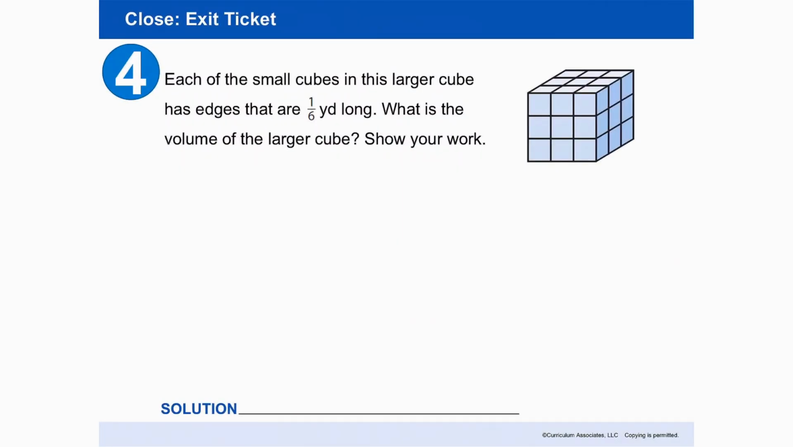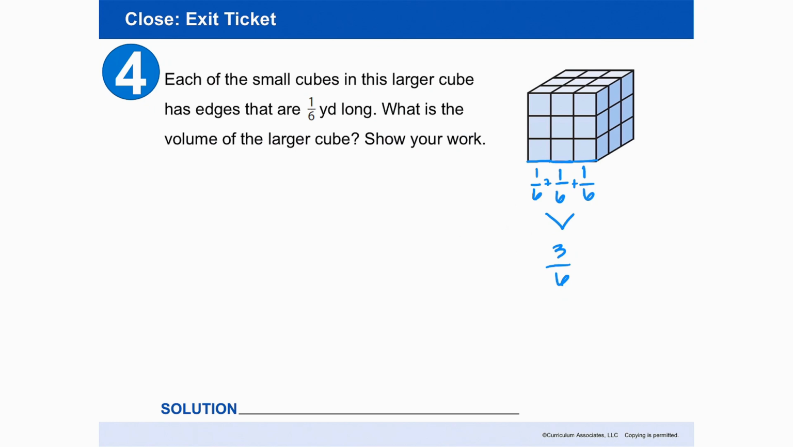Okay, looking at our last problem here, it says that each of the small cubes in this larger cube has edges that are 1/6 yard long. So this is kind of like the last problem. Last problem, those were 1/4 of an inch. In this one, they're going to be 1/6 yard long. So if I'm going to add these pieces together, this is really 1/6 plus 1/6 plus 1/6. Adding all those together, I would get 3/6, right?